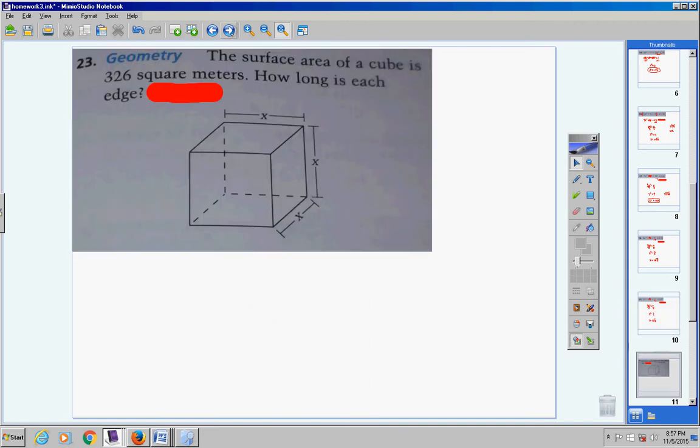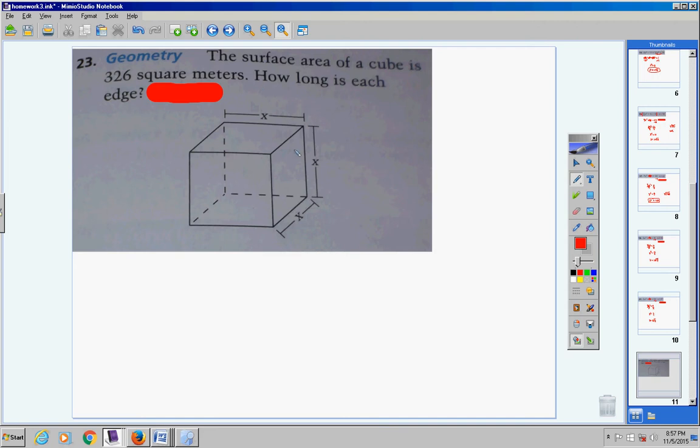Alright, the directions for 23 and 24 are a little tricky. Well, we'll do 23 first. The directions sound a little confusing, but let's just take our time and think this through, okay? The surface area of a cube is 326 square meters. How long is each side? Now guys, relax, don't panic, think.